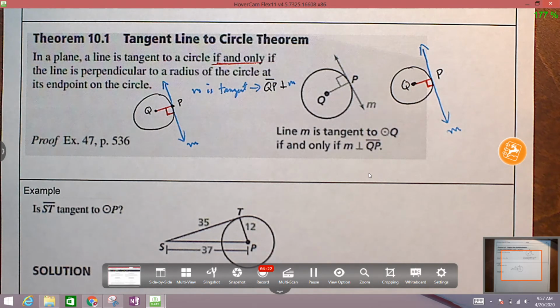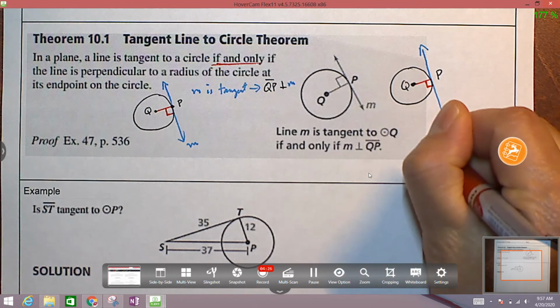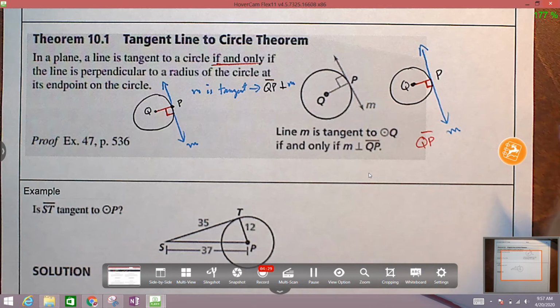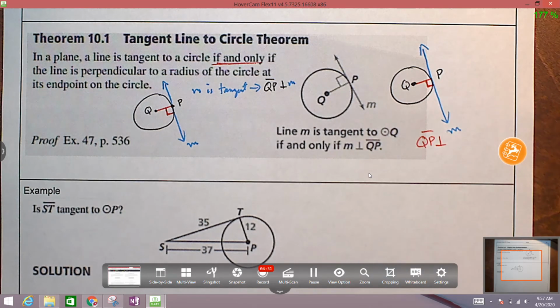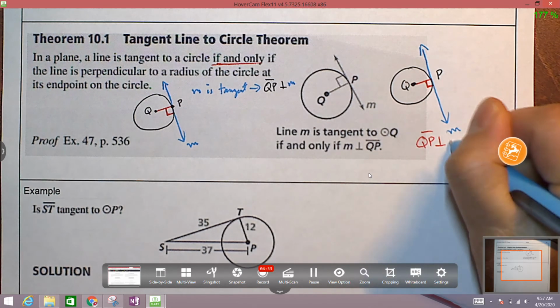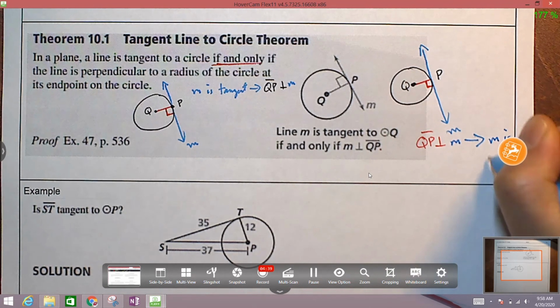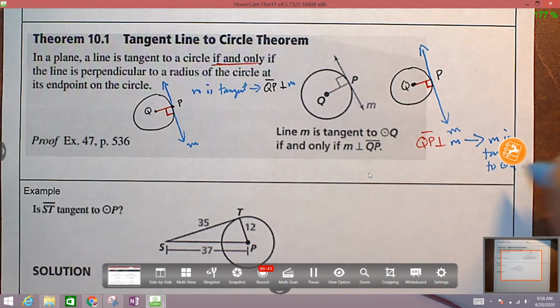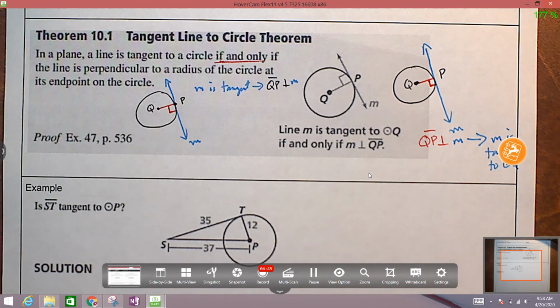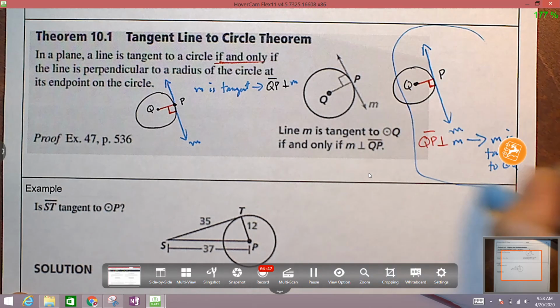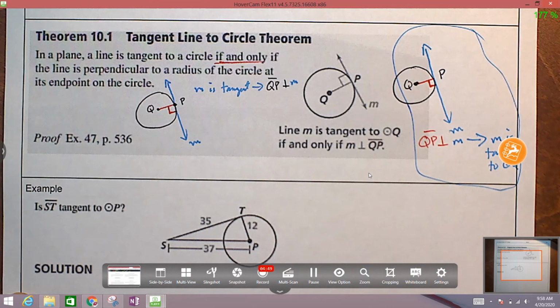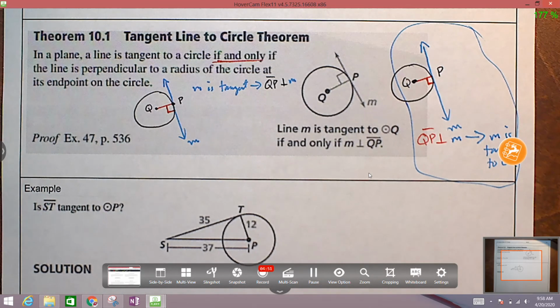So what that looks like is this. If segment QP is perpendicular to line M, then we can conclude that line M is tangent to circle Q. And this is really the case that we're going to use in solving our problems.